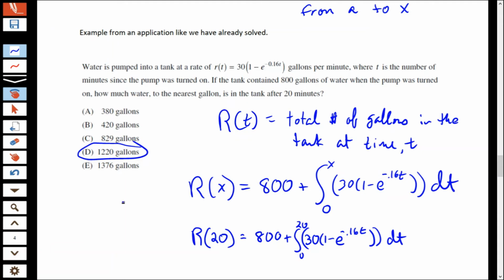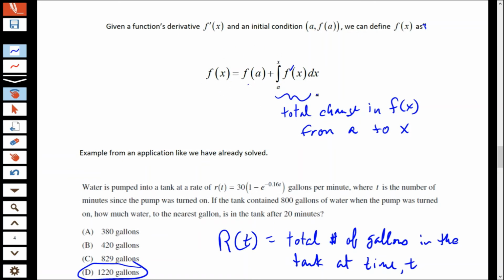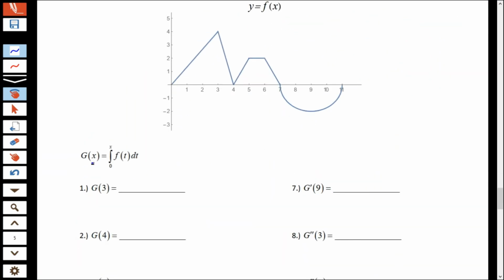Now, some of the problems you're going to see are not going to be like this, even though that's a nice formula to remember for defining a function if you're given its derivative. We're going to be given things like this, right? So g of x is the integral from 0 to x of f of t dt. Now this bound doesn't have to be 0. Sometimes the bound might instead start over here at like 4, or maybe start at 2, or start at 3, or what have you. Okay? But regardless of that lower bound, when we say g of 3, we're thinking of the integral going from 0 to 3.